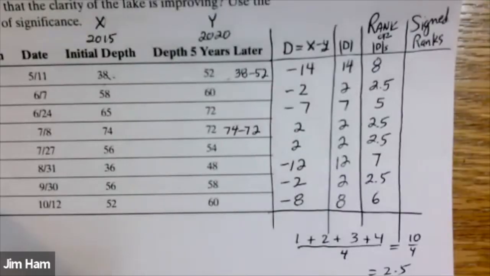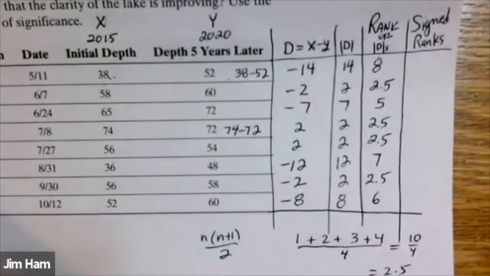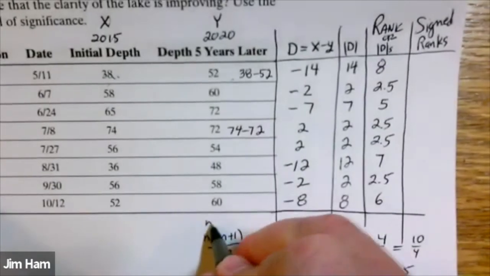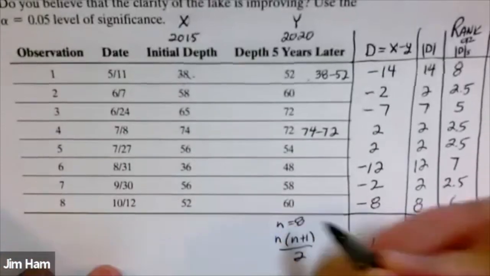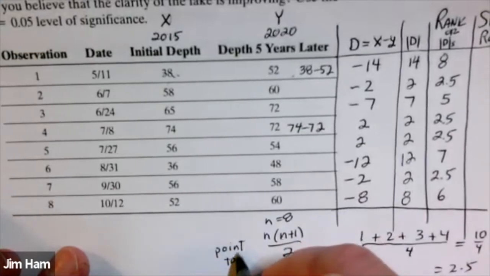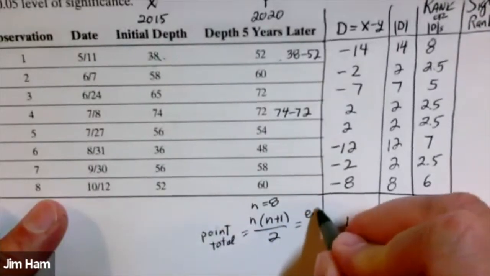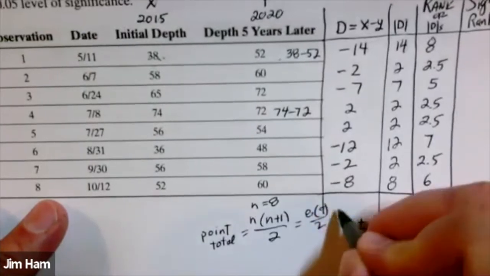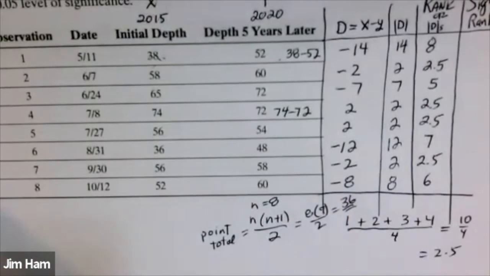So our rule of n times n plus 1 over 2 still applies here. In this case, n is equal to 8. So the point total is going to equal 8 times 9 over 2, which is 36. So if you add T plus and T minus together, you should get 36 in this case.